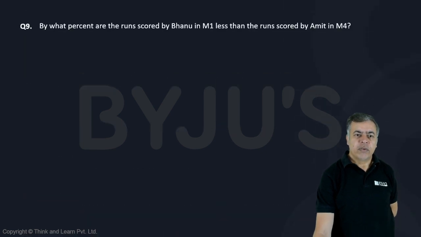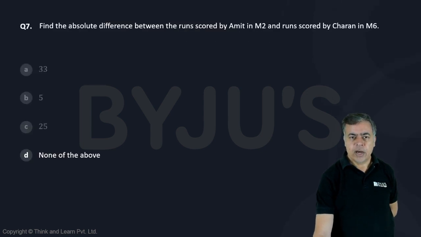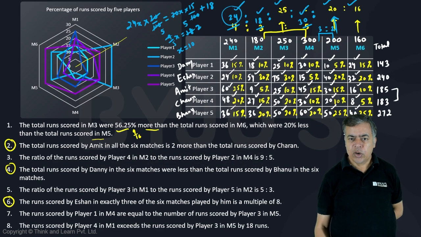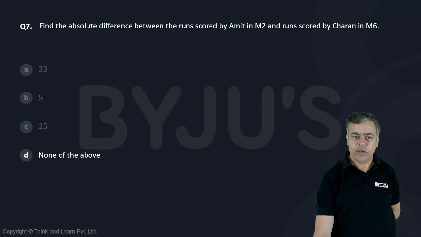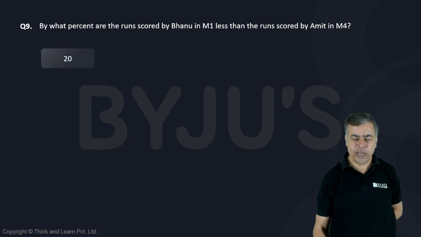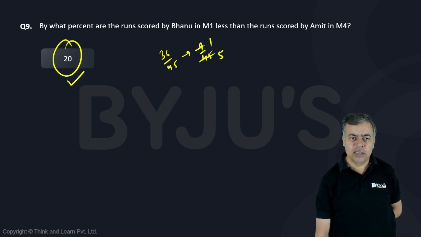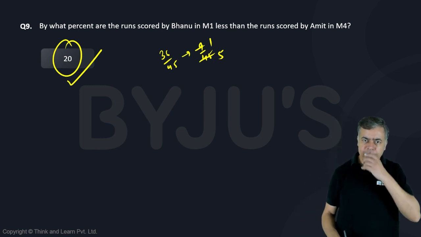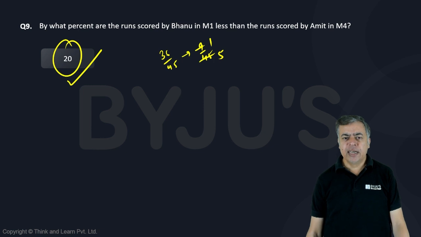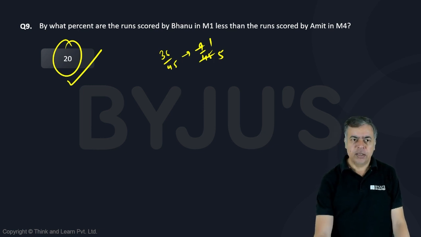By what percent are the runs scored by Bhanu in M1 less than the runs scored by Amit in M4? Percent. Bhanu M1, Amit M4. Okay. Bhanu M1, Amit M4. So 36 less than 45. Okay. Just see. 36 less than 45. Sorry. We have already answered: 36 less than 45, which is 9 less than 45, which is 1 by 5, and hence 20% is the correct answer. Right? 36 less than 45, that means 9 less than 45, 1 by 5 is 20%.